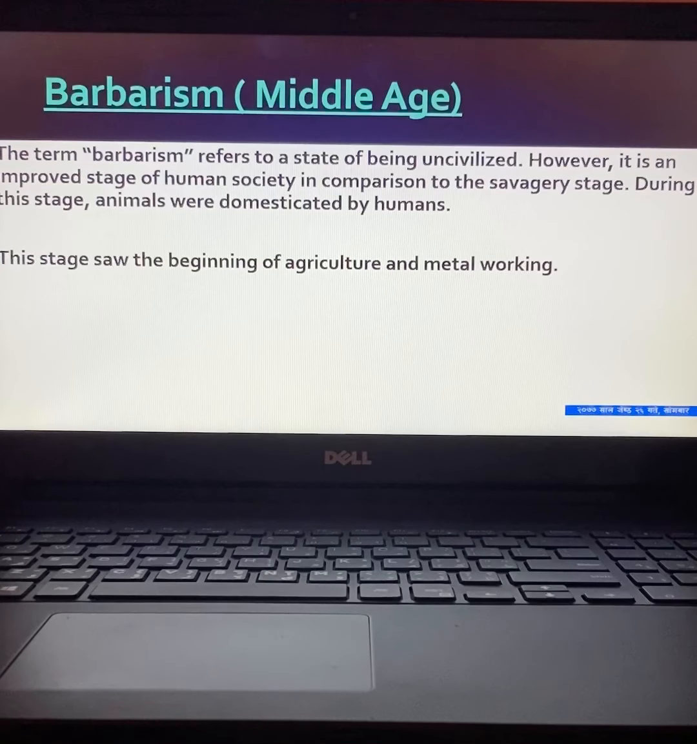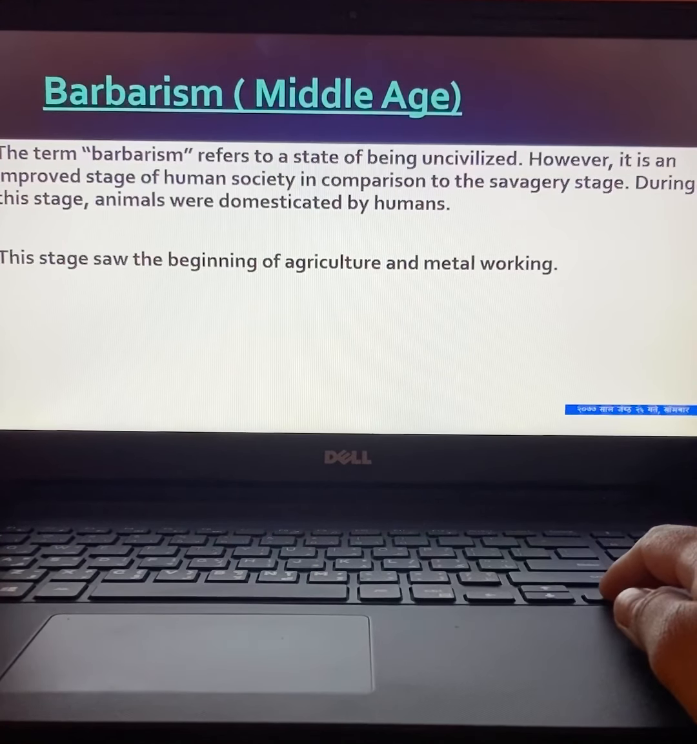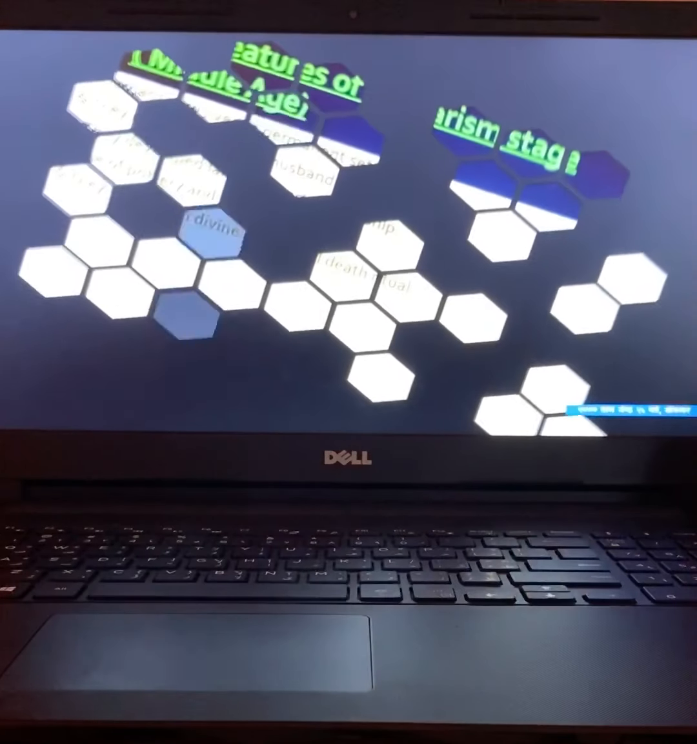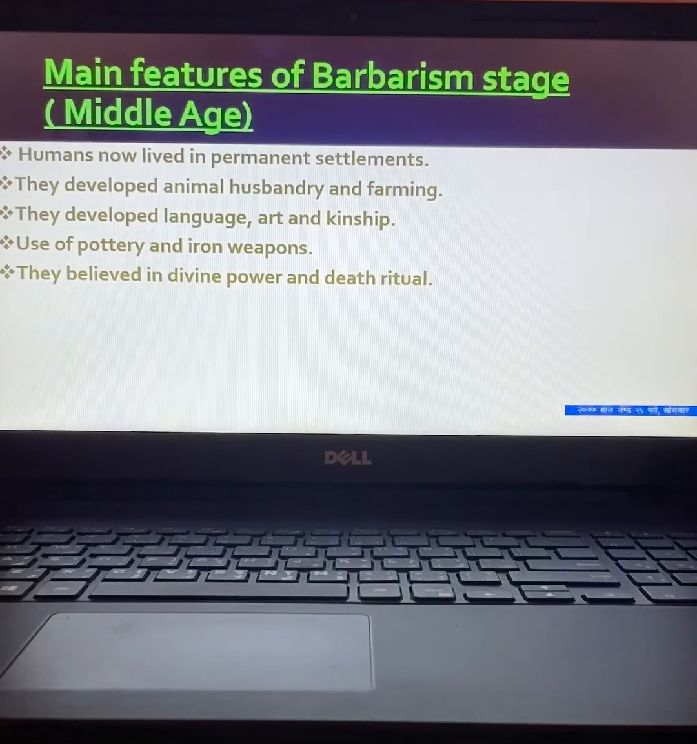This stage saw the beginning of agriculture and metal working. The main features of the barbarism stage are that humans now lived in permanent settlements, and they developed animal husbandry and farming. Animal husbandry means breeding and caring for farm animals for economic, cultural and religious reasons.